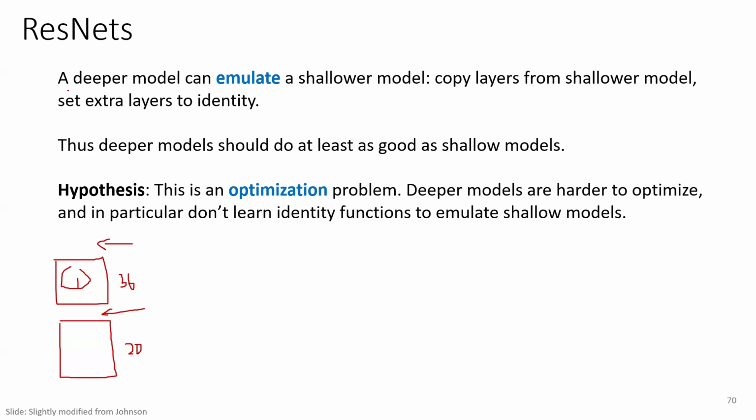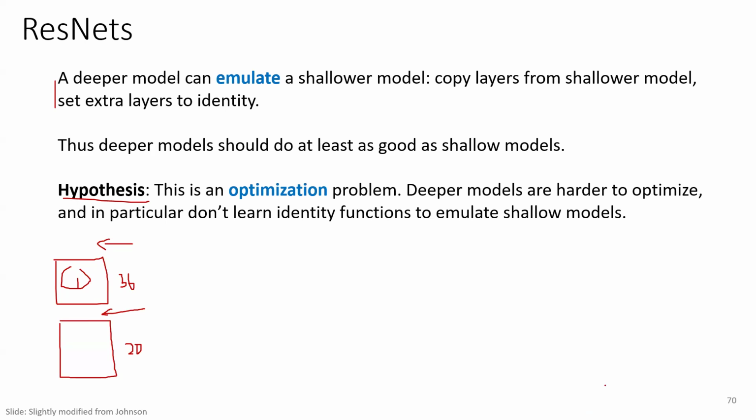So therefore, a deeper model can emulate the shallow model. Copy layers from the shallow model, set extra layers to identity one. Thus, a deeper model should do at least as good as a shallow model. So therefore, they hypothesized that this is an optimization problem. Deeper models are harder to optimize, and in particular, they don't learn the identity function to emulate the shallow model. So they cannot learn the function one. They cannot learn the one.